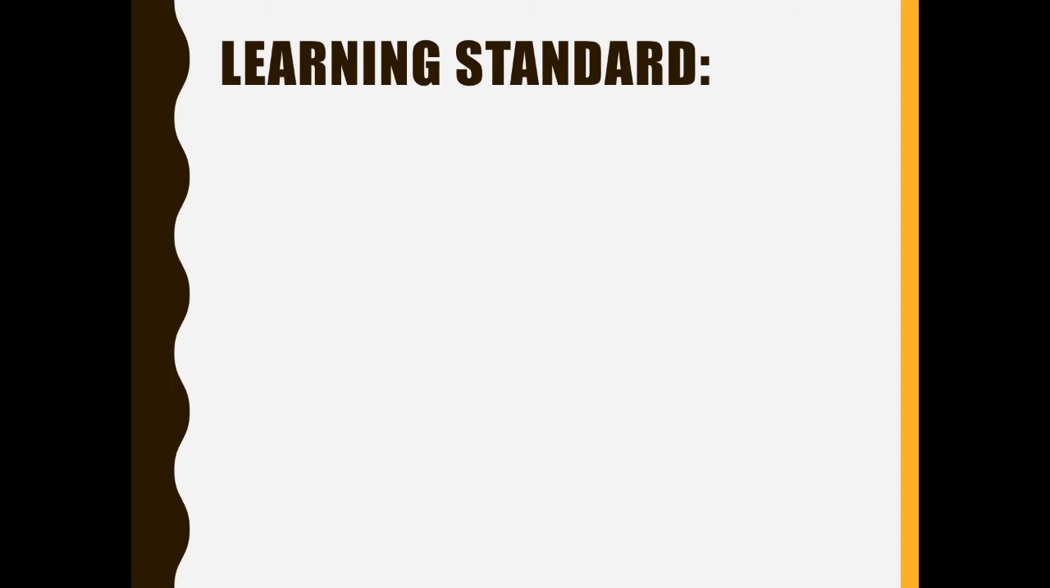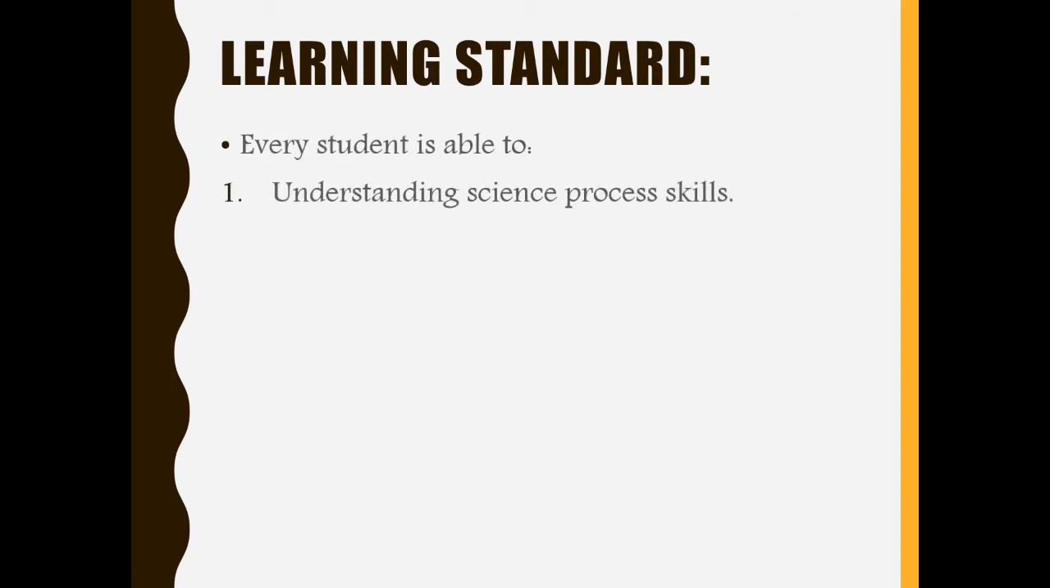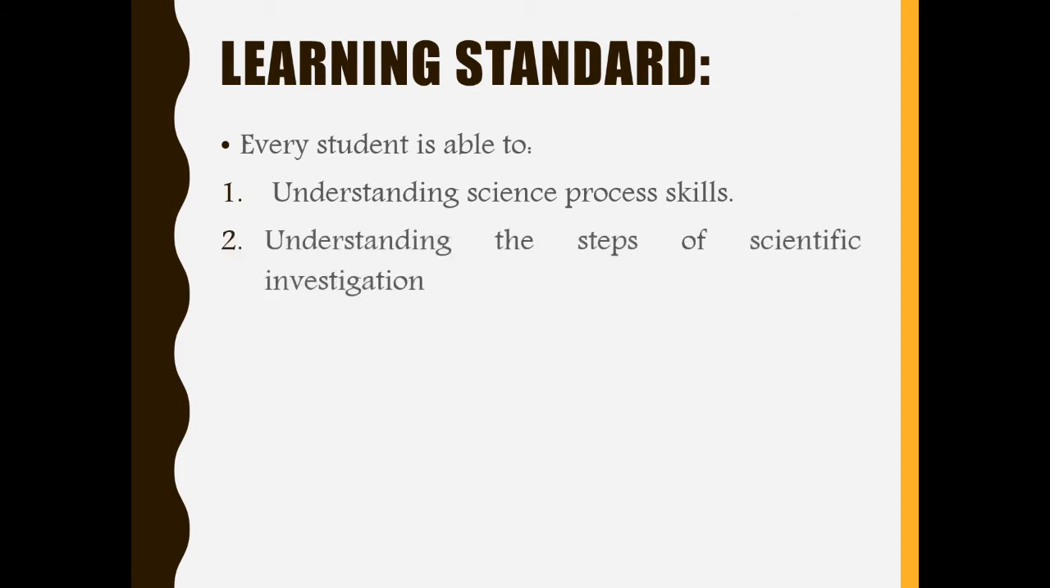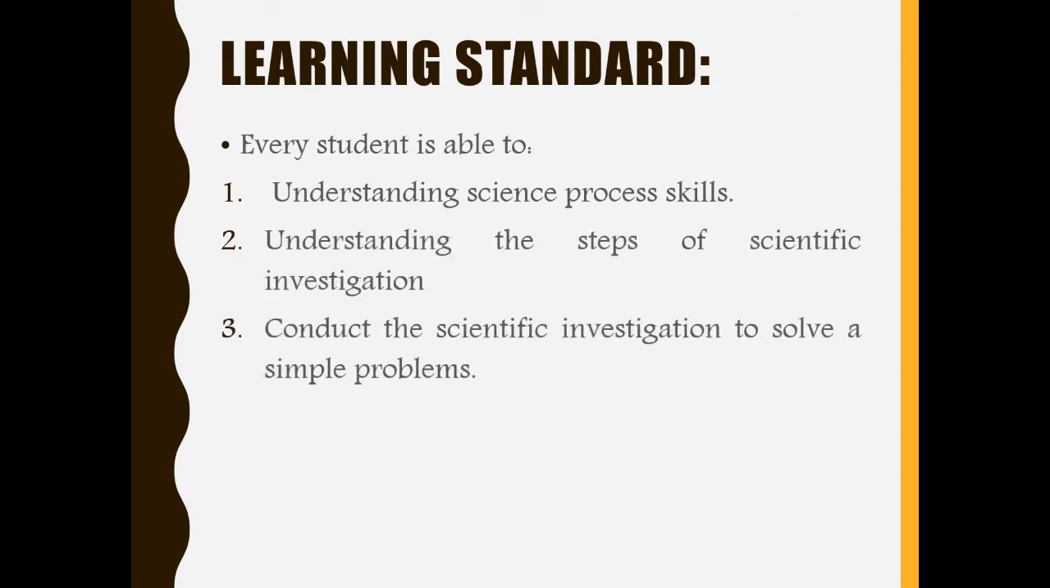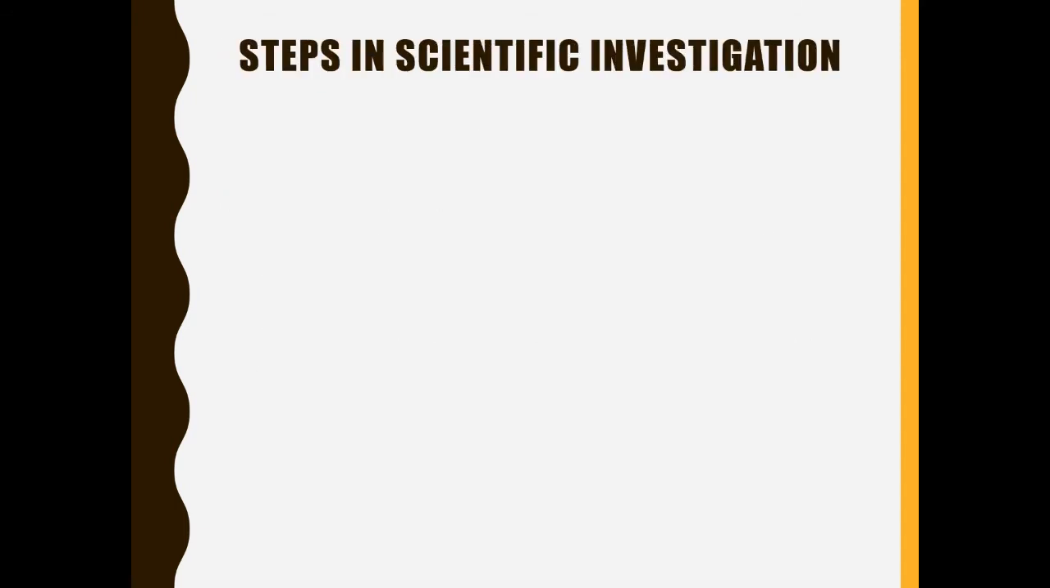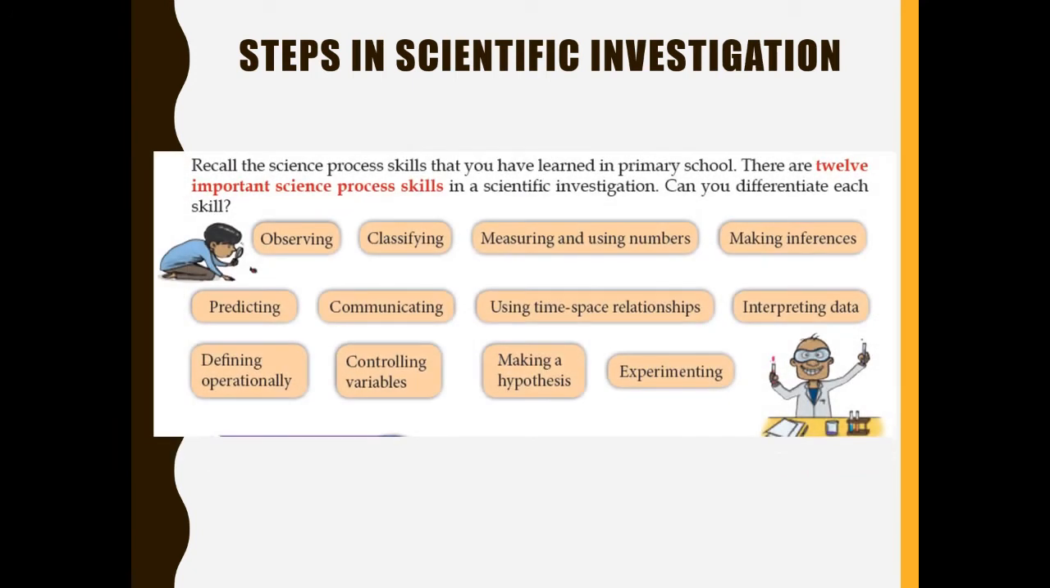So our learning standard: every student is able to understand science process skills, understand the steps of scientific investigation, and conduct a scientific investigation to solve simple problems. So there are steps in scientific investigation. First, we need to recall the science process skills that you have learned in primary school. There are 12 important science process skills in a scientific investigation. Can you differentiate each skill?